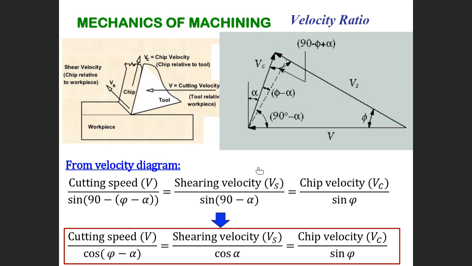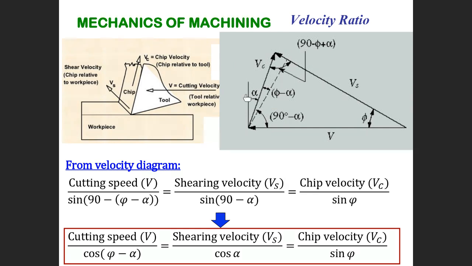Right. So next is the velocity triangle, or velocity ratio. Let me tell you how to draw the velocity triangle. Guys, please give me your attention. Please don't do anything, just focus with me here.